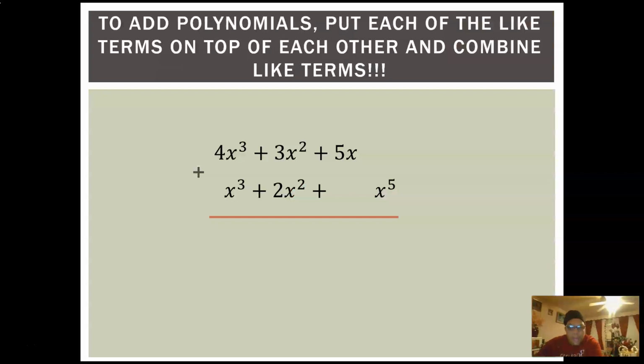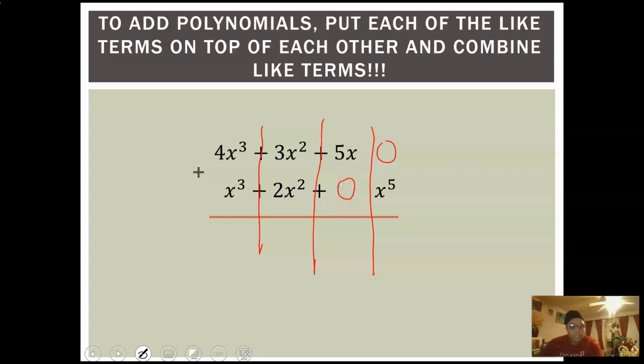So to add polynomials, or to add these equations together, you need to put each of the like terms on top of each other and combine like terms. This is called the vertical method, just aligning the like terms together. As you can see, when you align the like terms together, you are aligning them with their like terms. But if you see here where it says x to the fifth power, there is no like term. We're just going to put 0 in those spaces, okay?